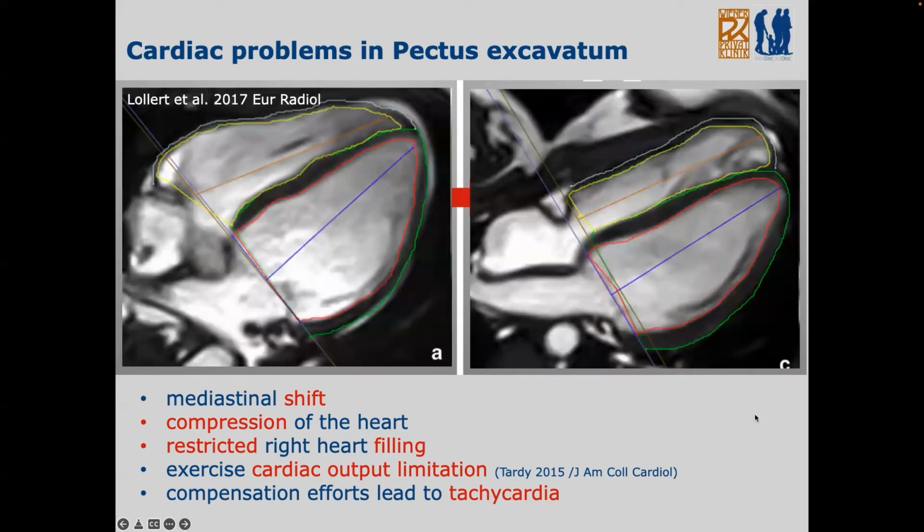If we look here, as shown in the MRI, the right ventricle in people with Pectus excavatum is in a tubular shape. This is a normal shape. This is the tubular shape. And the excursion of the right ventricle is progressively limited. Increased cardiac output can then be achieved primarily by increasing the heart rate.